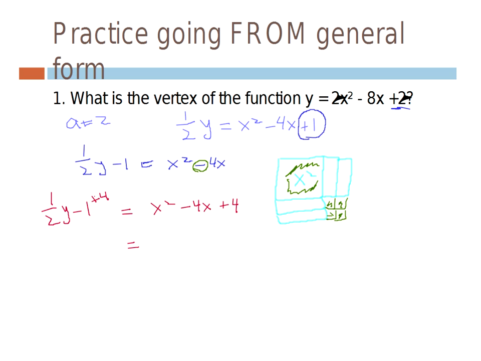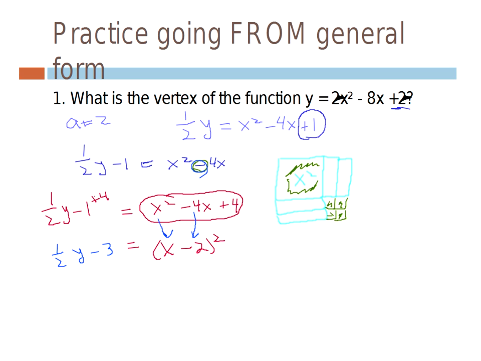Okay? The reason why we added that is because now this right-hand side is a perfect square. It is x minus 2 all squared. You can always know what this is going to be because it's always going to be x and then half the coefficient of x. So I see that this was a -4x. This will be an x minus 2 all squared. And over here I have 1/2 y minus 3.